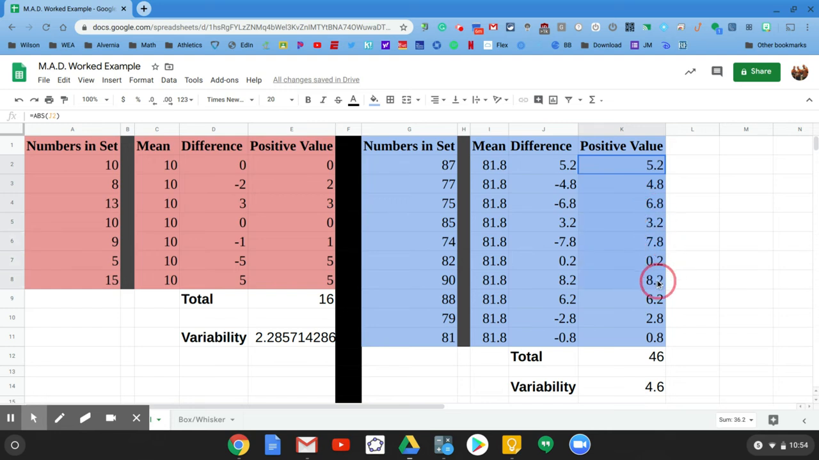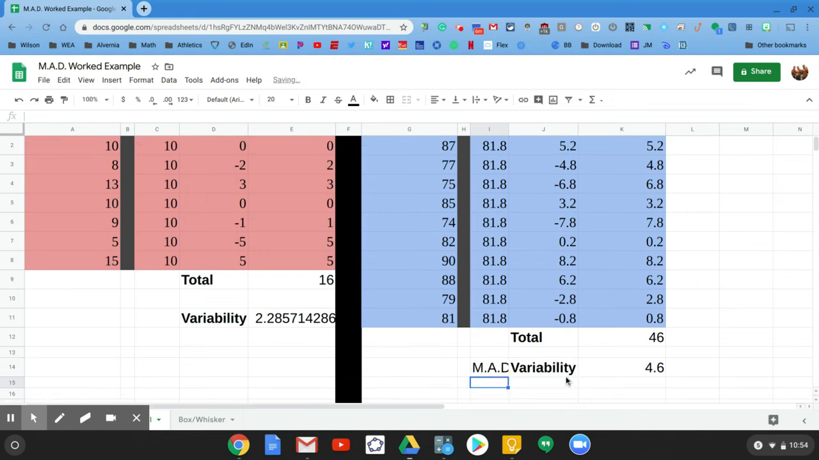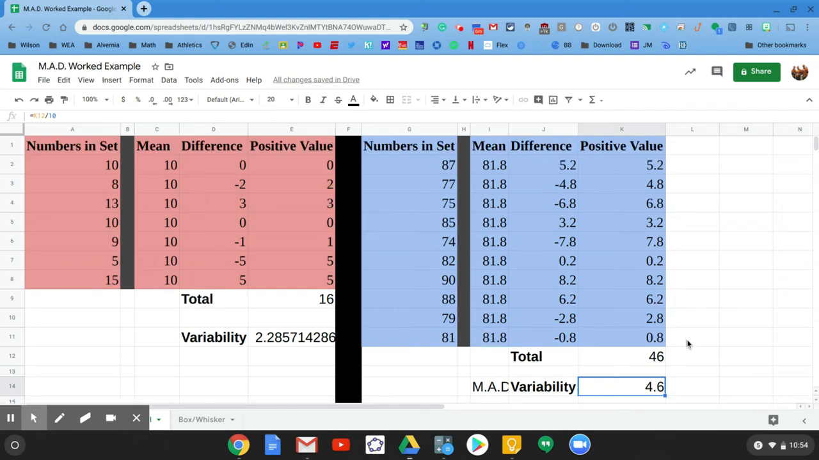So what I did with all of these together, I totaled up these positive values, which gave me a total of 46. And then I got my variability, or again, my mean absolute deviation. I just added these all up and divided them by 10, however many numbers were in the set. So I got a mean absolute deviation of 4.6.